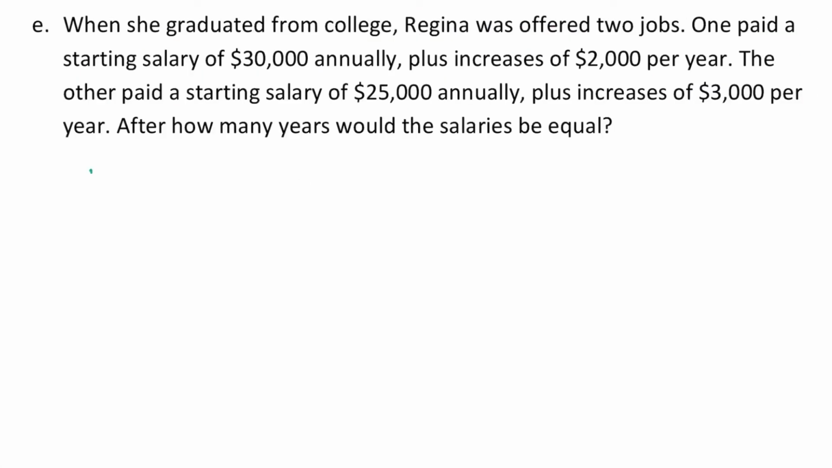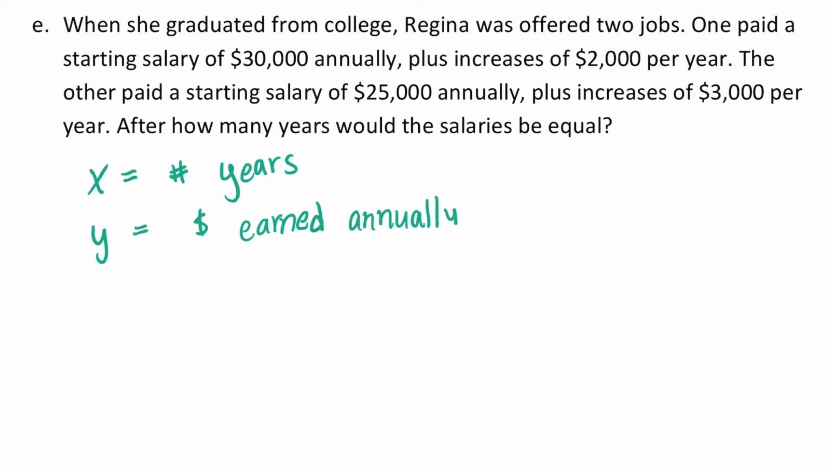I've got Regina being offered 2 jobs with different annual salaries and guaranteed raises every year. We're looking at after how many years her salaries would be equal. So the things that are changing in this situation are the number of years that she's worked there, because that affects how many raises she's gotten, and the salary that she's guaranteed to earn annually.